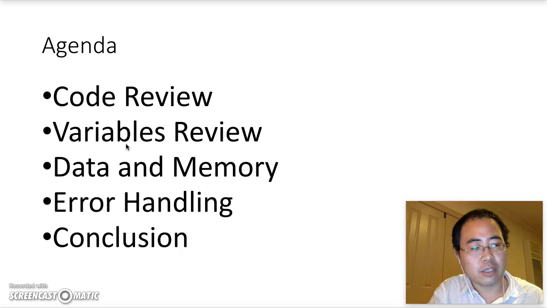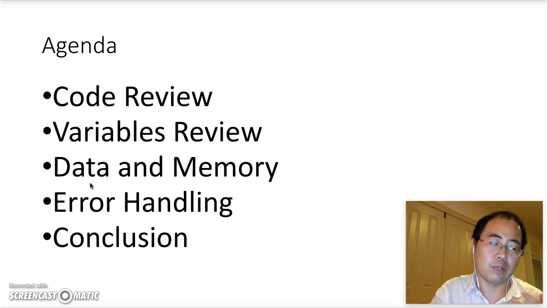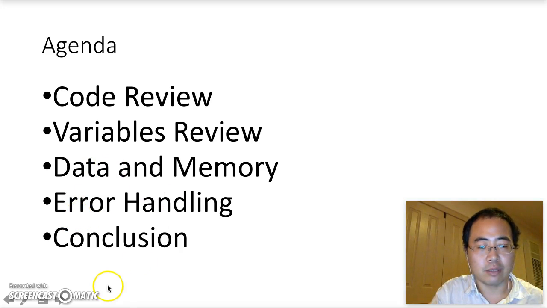My agenda consists of 5 parts. The first part is general code review. The second part is variables review. The third part is the data and the memory. The fourth part is error conditioning. And finally, I will give a brief summary of the common problems we encountered.